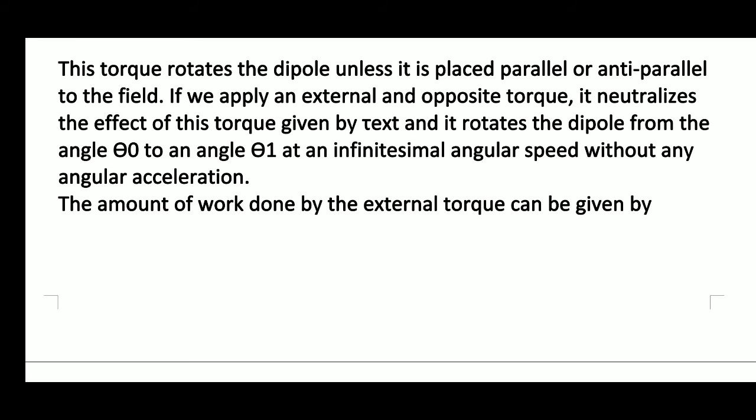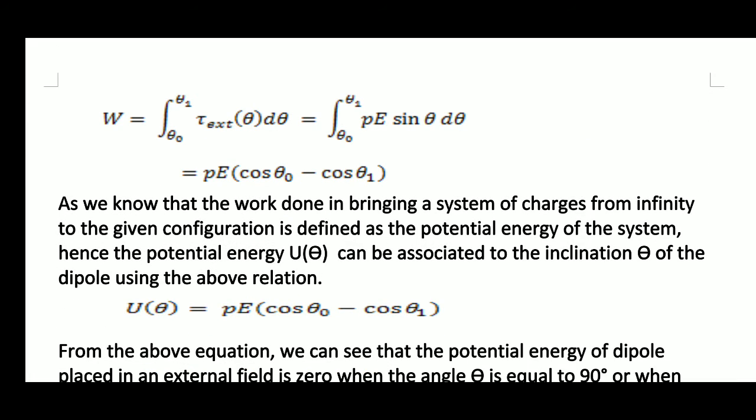it rotates the dipole from the angle theta 0 to an angle theta 1 at an infinitesimal angular speed without any angular acceleration. The amount of work done by the external torque can be given by W equal to the integral of tau external d theta from theta 0 to theta 1. Now you can replace the value of tau external, that is pE sin theta d theta, from theta naught to theta 1. You can take pE out, the integration of sin theta will be minus cos theta, and if you replace the values of theta 1 and theta 0, you will get pE times cos theta 0 minus cos theta 1.